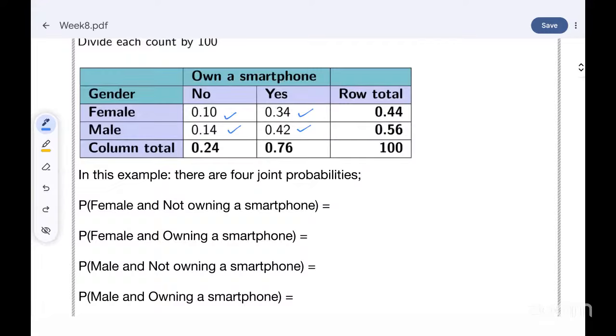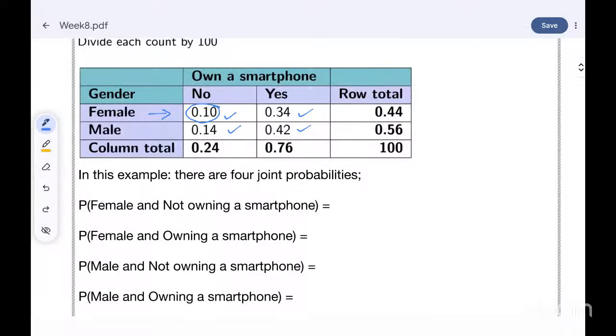Here, this row is representing female, right? And the first column represents the people who are not owning a smartphone. So this 0.10 is the intersection of females who are not owning, right? So in that case, the first probability is 0.10.